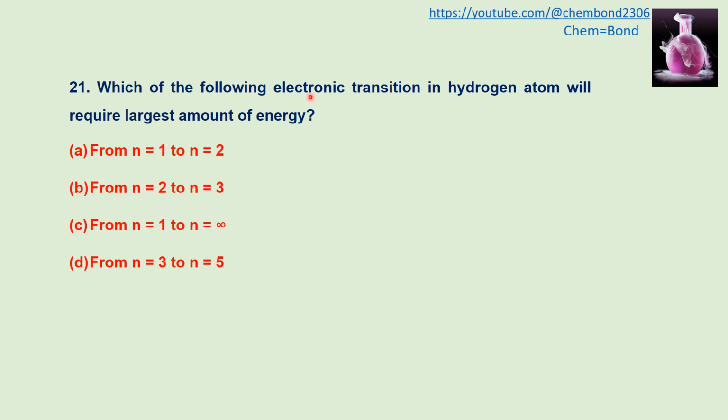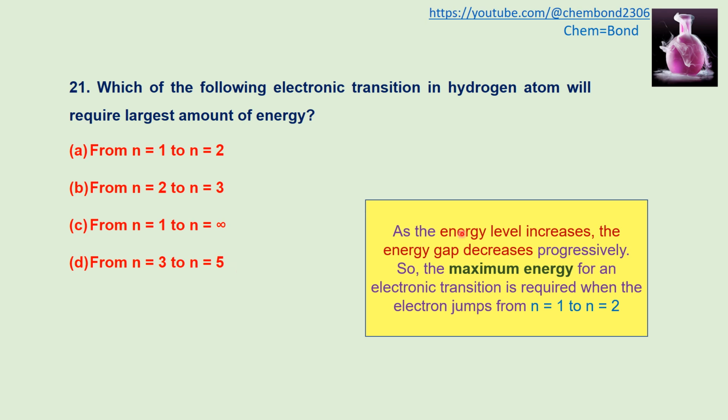Which one of the following electronic transitions in a hydrogen atom will require the largest amount of energy? From n1 to n2, from n2 to n3, from n1 to infinity, or from n3 to n5. As the energy level increases, the energy gap decreases progressively. So the maximum energy for an electronic transition is required when the electron jumps from n1 to n2.